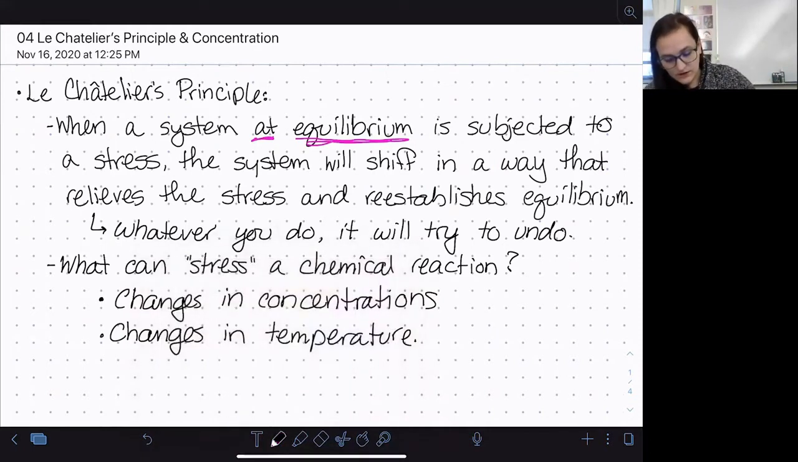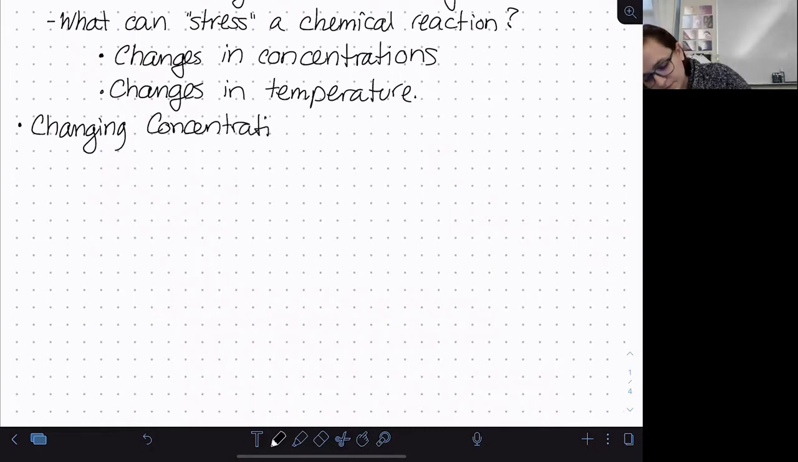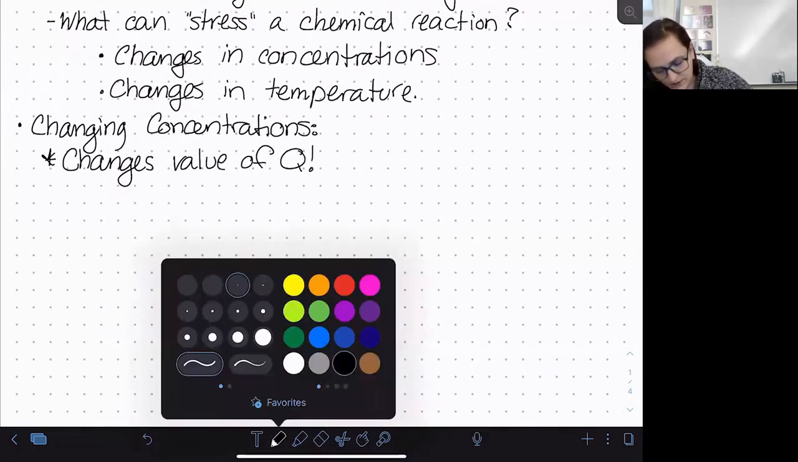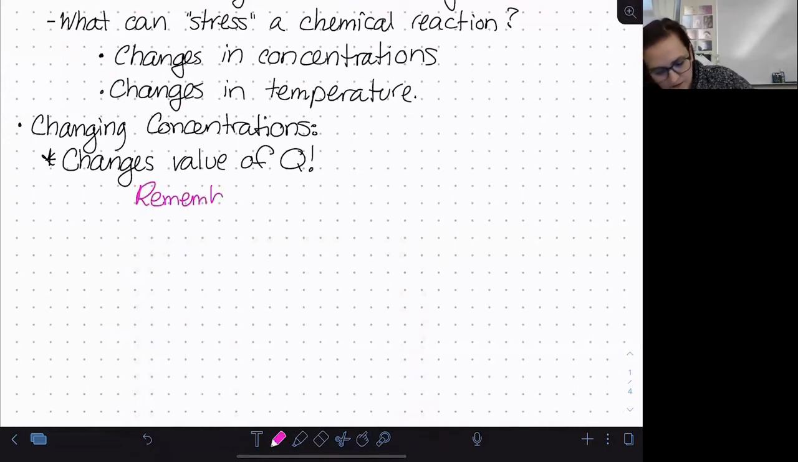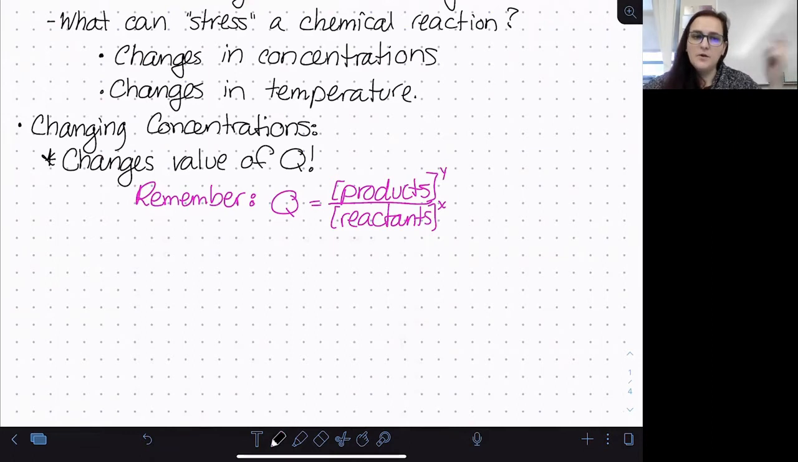So first up is changes in concentrations. Changing concentrations changes the value of Q. So remember that Q is the value of the equilibrium expression at any point in our reaction. And it is essentially products over reactants raised to the power of their stoichiometric coefficients. So products over reactants is really the thing to keep in mind here when you're thinking about how Q is going to change and how that's going to affect the reaction.